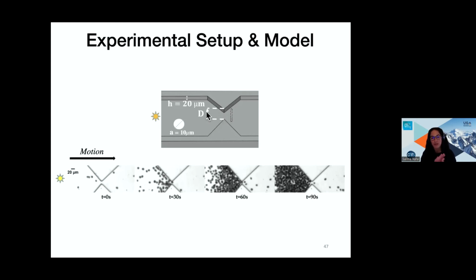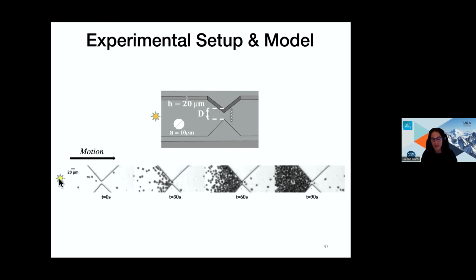The system is 2D, because crowd motion is usually observed in 2D. We are not in 3D. So the height of the channel here is 20 microns, which is about 2 times the cell diameter. And we can vary the size of the door here.